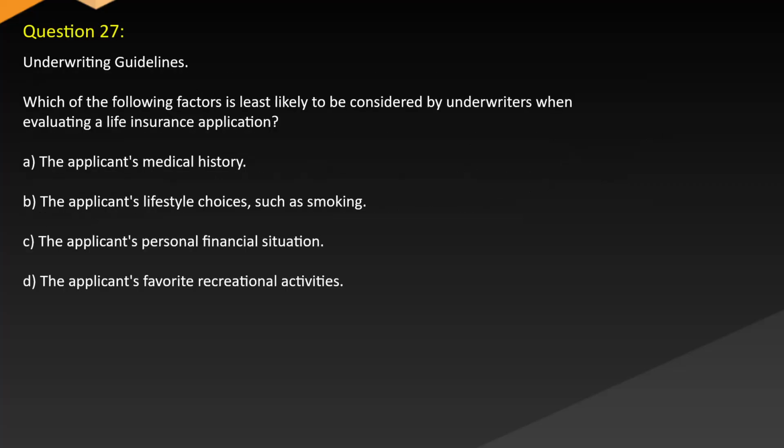Question 27. Underwriting guidelines. Which of the following factors is least likely to be considered by underwriters when evaluating a life insurance application? A. The applicant's medical history. B. The applicant's lifestyle choices, such as smoking. C. The applicant's personal financial situation. D. The applicant's favorite recreational activities.